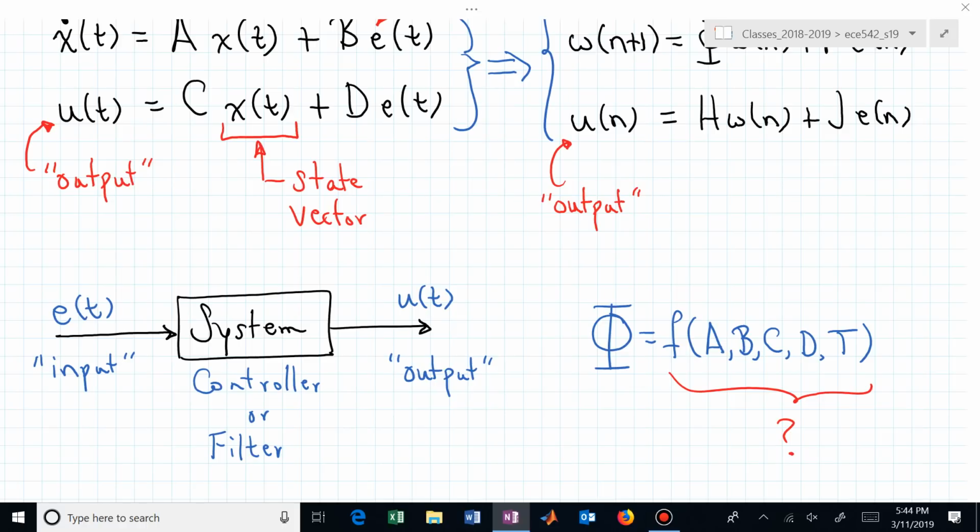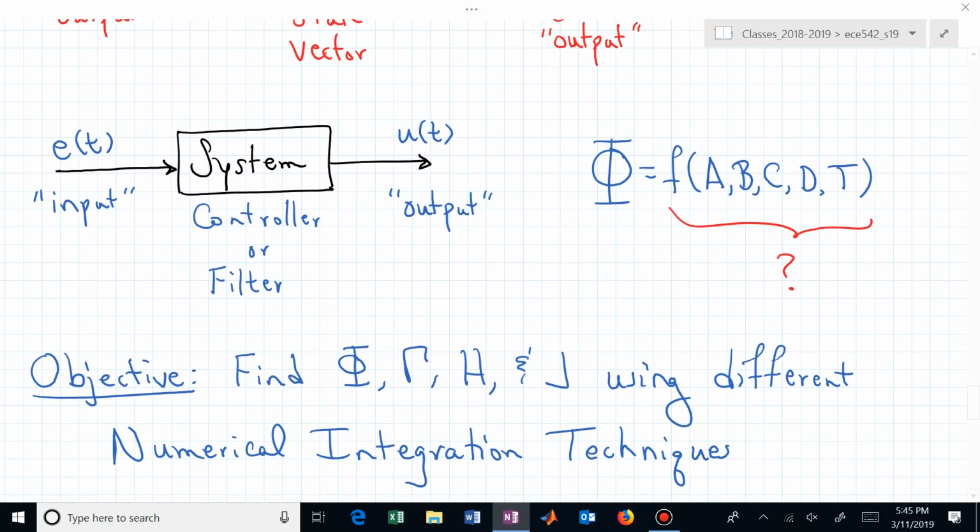This is really a picture of what we're trying to do. The system is right above us in state space form. And the input is E, the output is U, and now we want to find phi, gamma, H, and J. Here I've simply said phi, but that's now a function of the A, B, C, D and the sample period, capital T. That's our goal. We want to find these matrices in the discrete equivalent for our state space representation in the numerical integration strategies.